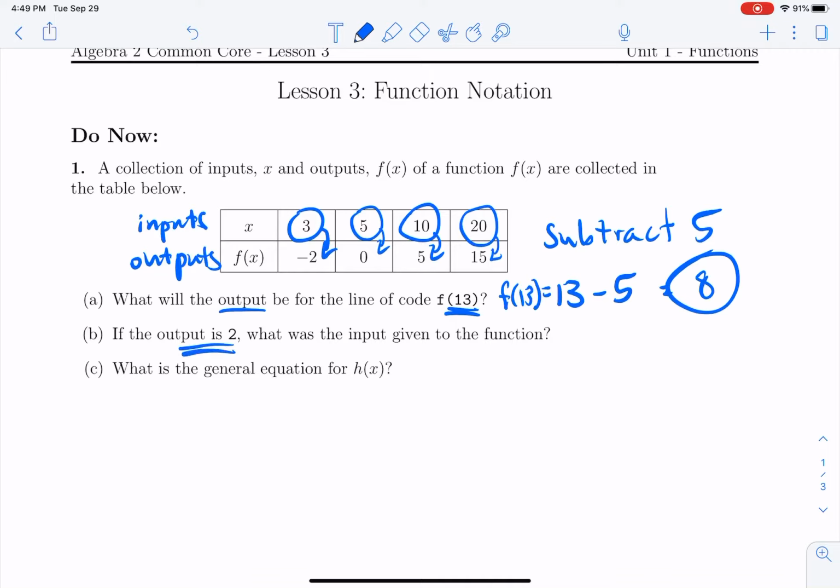If the output is 2, what was the input given to the function? So how is this question different than the first one? Well, in this one, we're given the output. We're told we end up with 2. Now, if I ended up with 2, and my rule is that I had to subtract 5 to get there, then what did I start with? Well, my input here has to be 7, because 7 minus 5 equals 2. So my input here was 7.